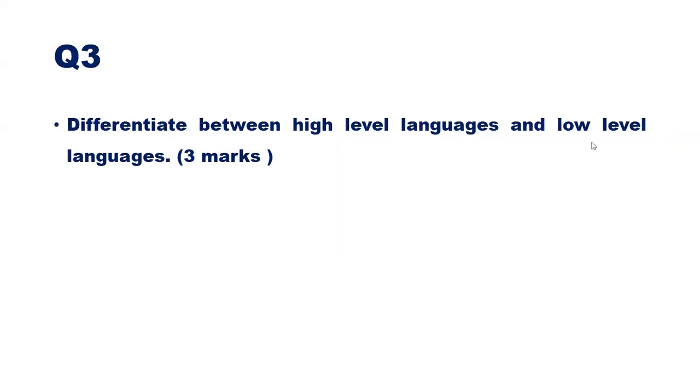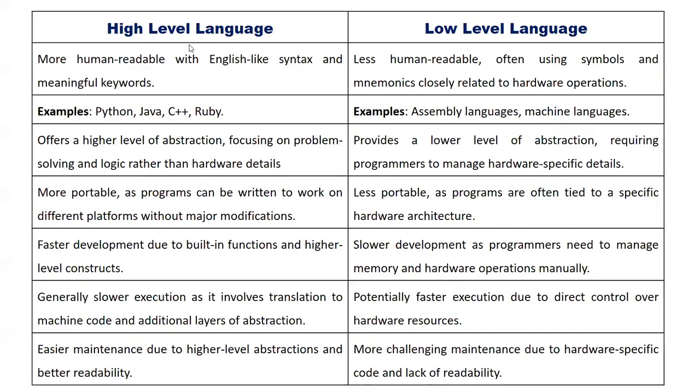Differentiate between high-level languages and low-level languages. High-level languages are more human-readable with English-like syntax and meaningful keywords. Low-level languages are less human-readable, often using symbols and mnemonics closely related to hardware operations. Examples for high-level languages are Python, Java, C++, Ruby, etc. Examples for low-level languages are assembly languages, machine languages, etc.